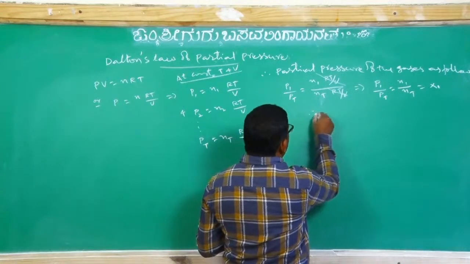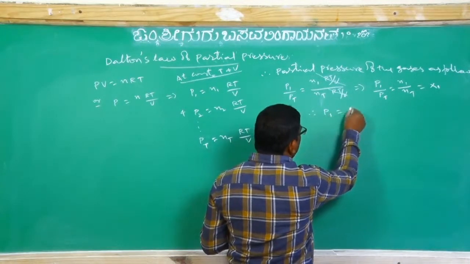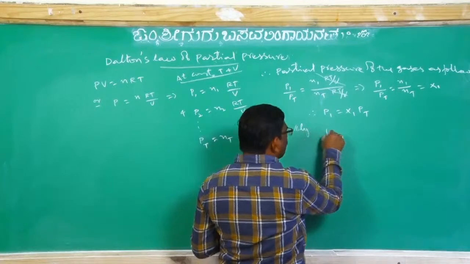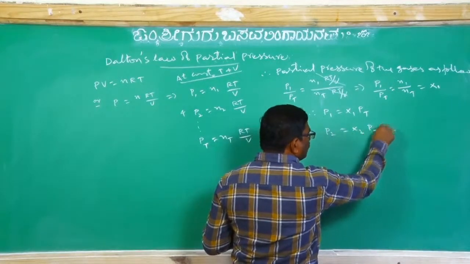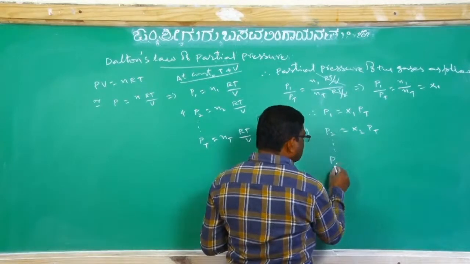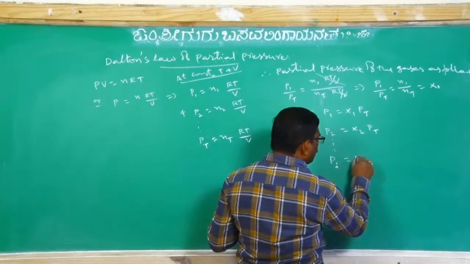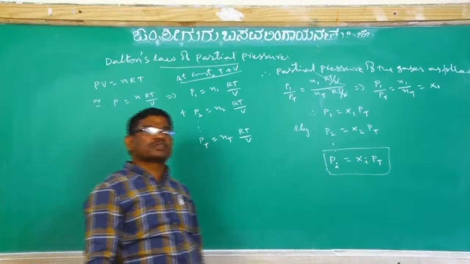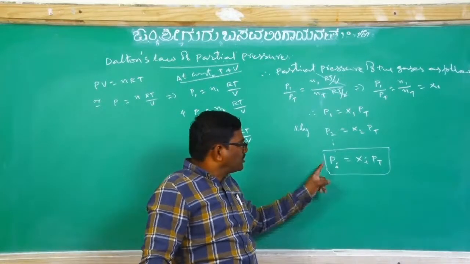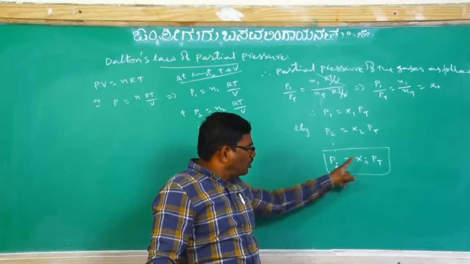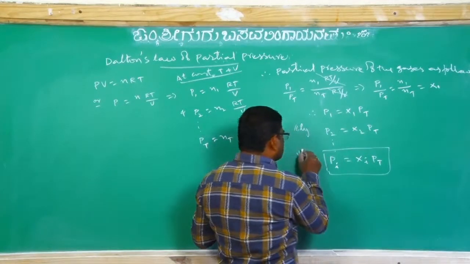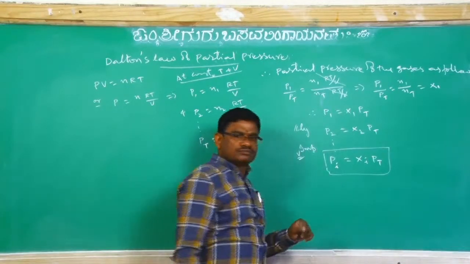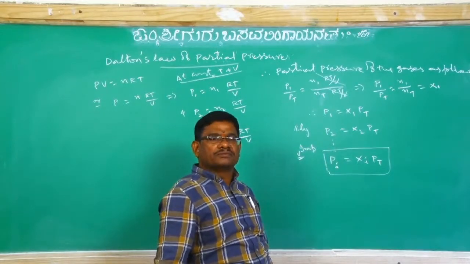Therefore, what can we write? P1 is equal to X1 into PT. We can write that, right? Similarly, for the second gas, P2 equal to X2 into PT. So on, for the ith gas, Pi equal to Xi into PT. It is one more expression to calculate the partial pressure of the ith gas. Correct? In calculating the partial pressure of the ith gas, Pi equal to Xi into PT. Very important expression. Pi equal to Xi into PT.